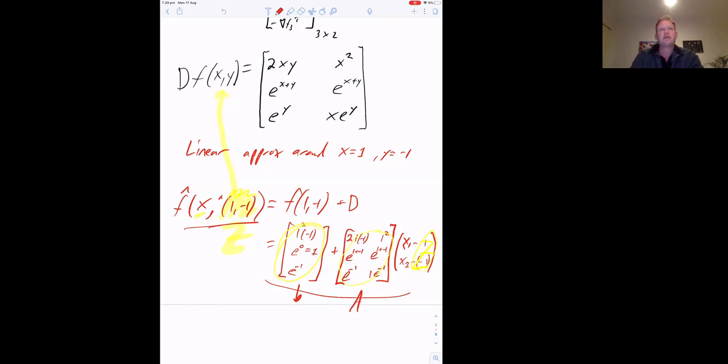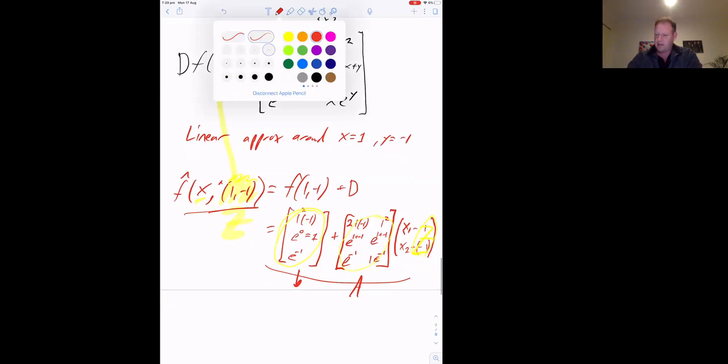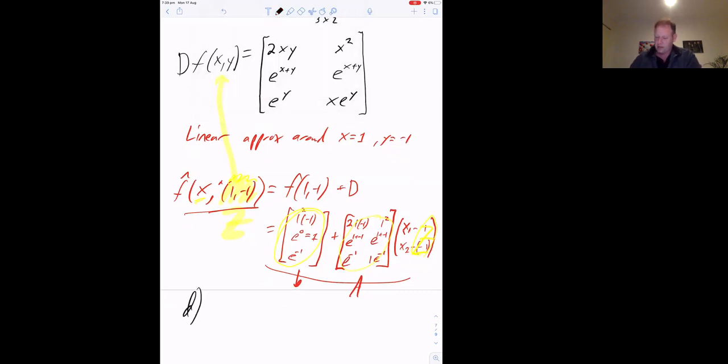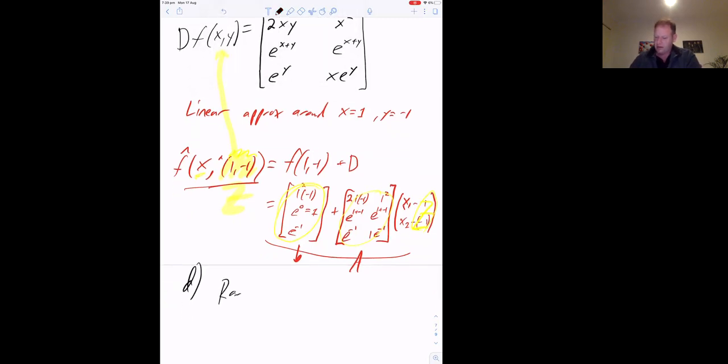Okay. Next question is, can the rank of your answer to C, so now we're in D. Now we're in D. So the rank of the Jacobian matrix D, which is the answer to C, be 3? And the answer is no.